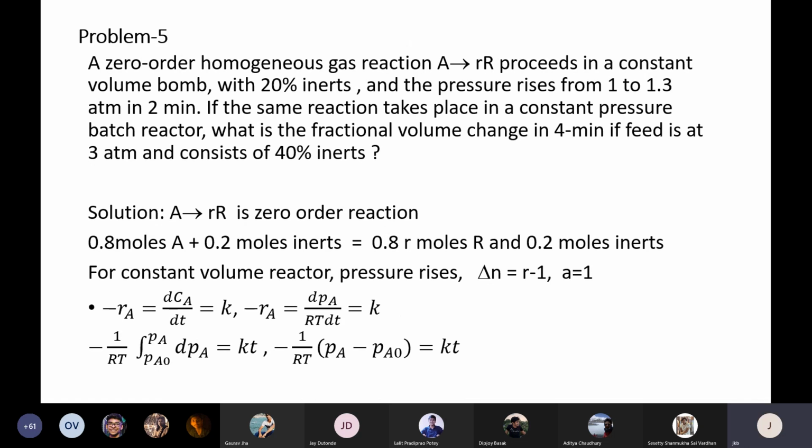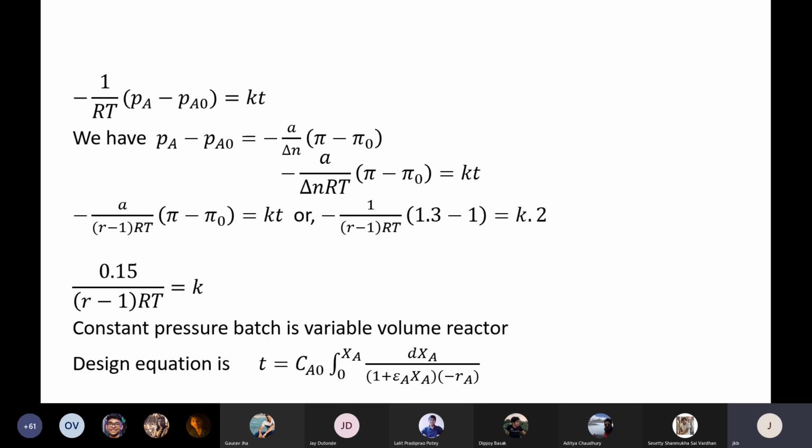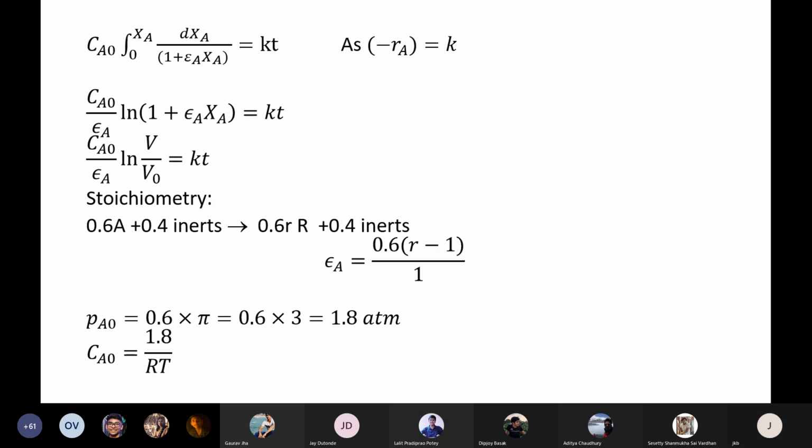In the second part of the problem it is different: not 20% inert, 40% inerts, and the pressure is also different, 3 atmosphere constant. This is a constant pressure batch reactor, so it is maintained at 3 atmosphere. So there will be volume change, because this is variable volume. Stoichiometry: 0.6 A, 0.4 inerts, 0.6 R, and 0.4 inerts.